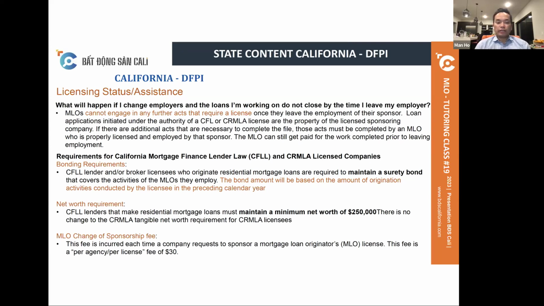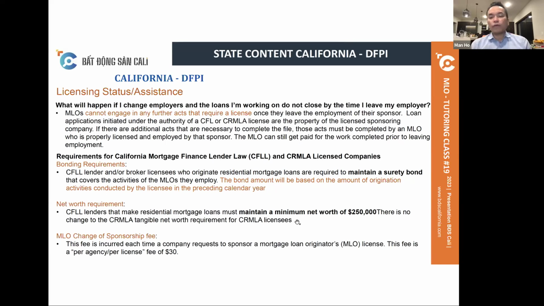There is no change to the CRMLA tangible net worth requirement for the CRMLA licenses. For the CFL, yes, you need $250,000. However, in here it doesn't say what the amount is for the one holding the CRMLA license.